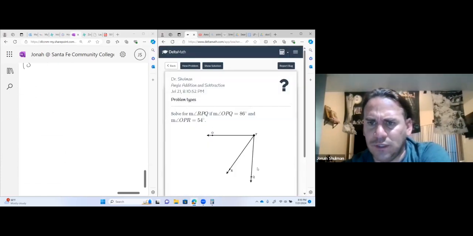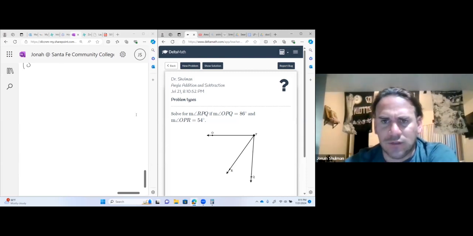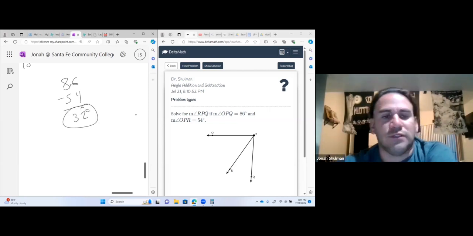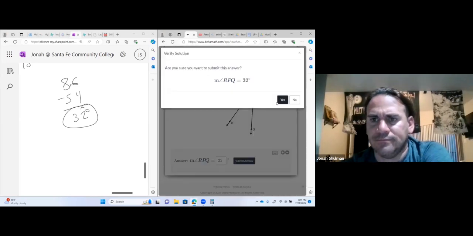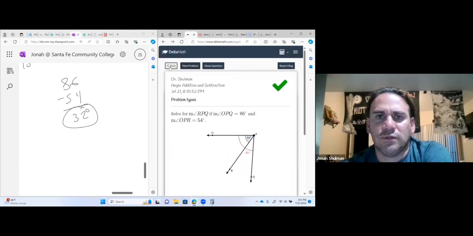So we know OPQ is 86. And we are using OPR, so we just have to subtract here. 86 minus 54. We got 32 degrees. Nothing crazy. Ta-da! All right, let's see what else we got.